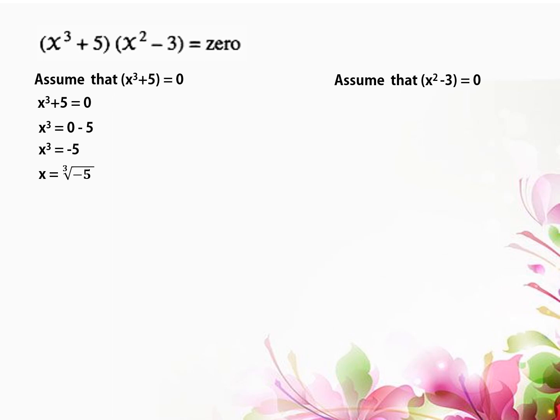By the same way, x power 2 minus 3 equals 0, then x power 2 equals 0 plus 3. Then x power 2 will be 3. The inverse operation of power 2 is positive or negative square root of 3. This number is an irrational number. Then the solution set will be cube root of negative 5 and positive or negative square root of 3.